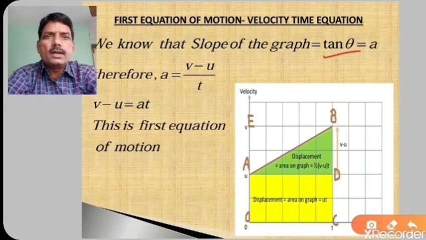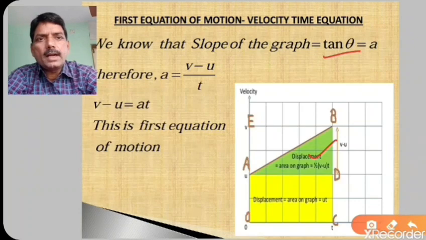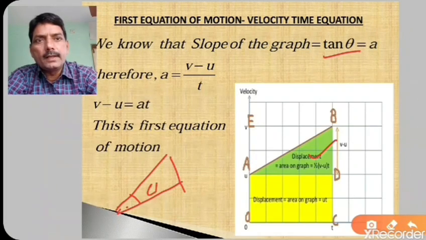These trigonometric ratios are applied to a right angle triangle. You can see in our graph, this is our right angle triangle. Now if I draw that right angle triangle here, and this angle I take as theta, then this is your perpendicular and this is your base.